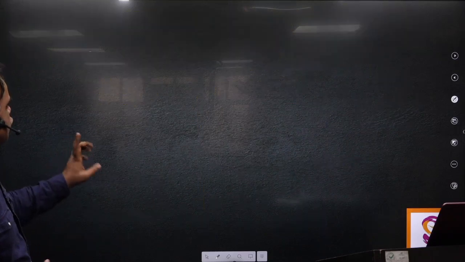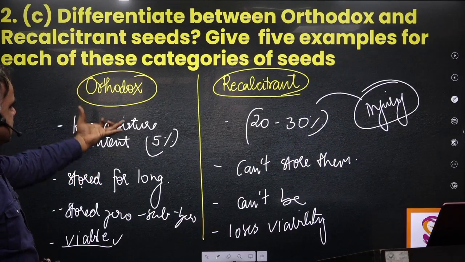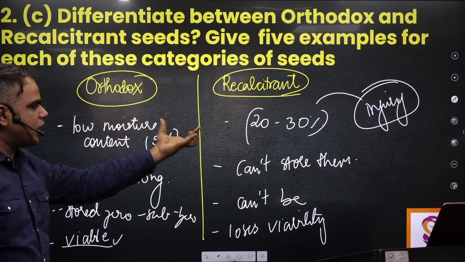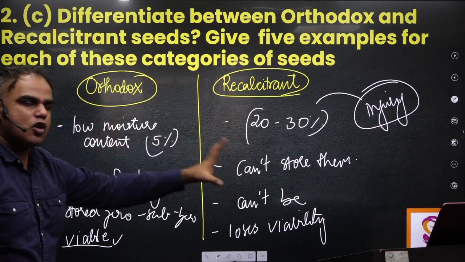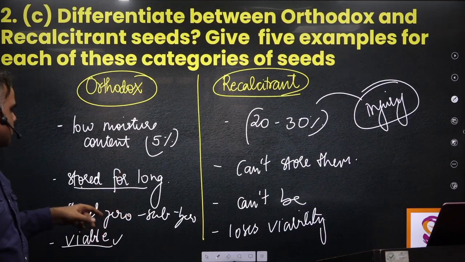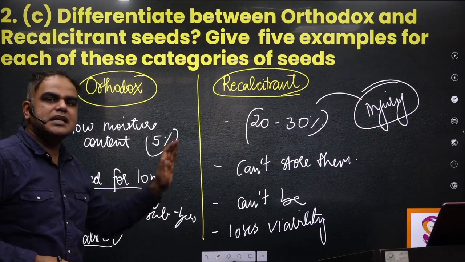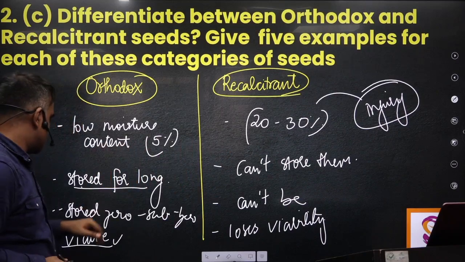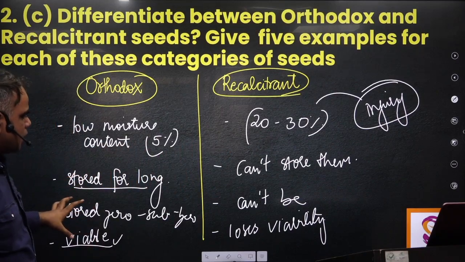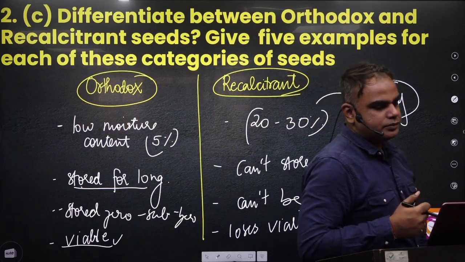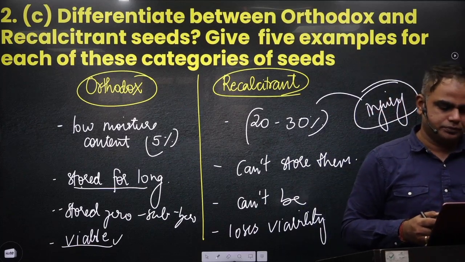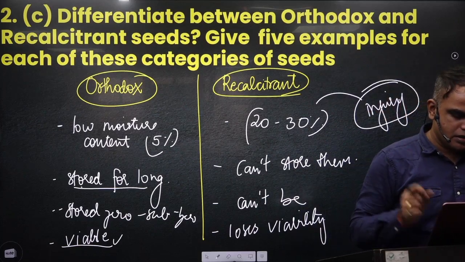So here are a few things that we have to see. This can be dried to low moisture content, this cannot be dried, that is 1 point. Second, can be stored for long periods of time, they cannot be stored for long periods of time. They can be stored at 0 or sub-zero temperatures, these cannot. And last, these are viable even for long periods of time, you can still use them. These are not viable in storage for a long time. That is the first part.